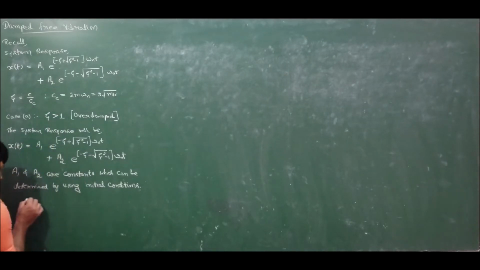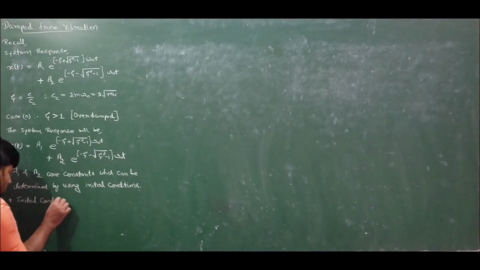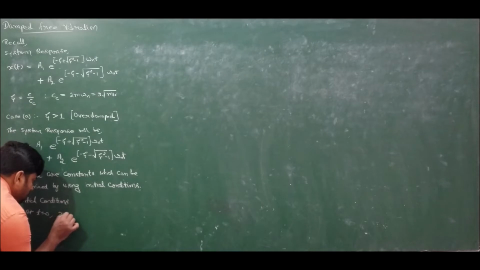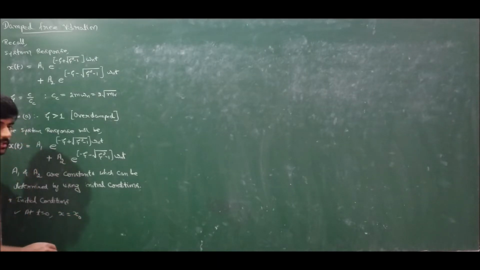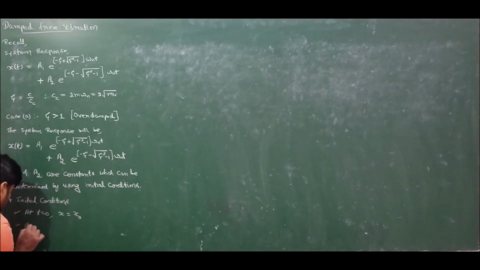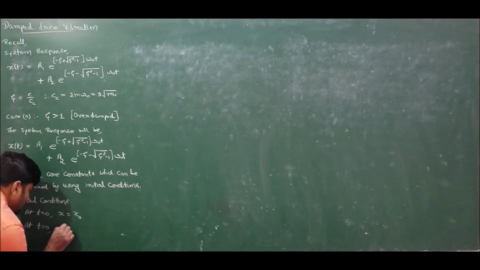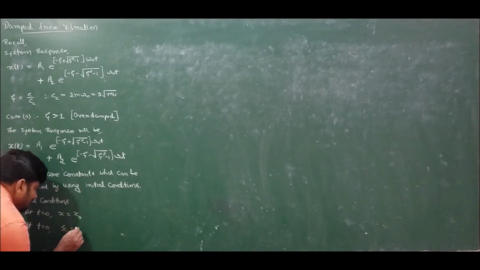What are those initial conditions? Let us take the first condition as, at time t is equal to 0, the displacement is a known value x0. Similarly, at time t is equal to 0, the velocity, dx by dt, which we denote by x dot, is also known as v0.